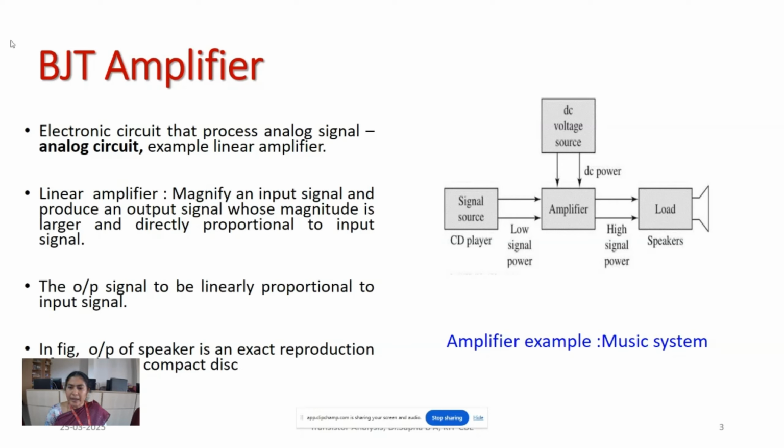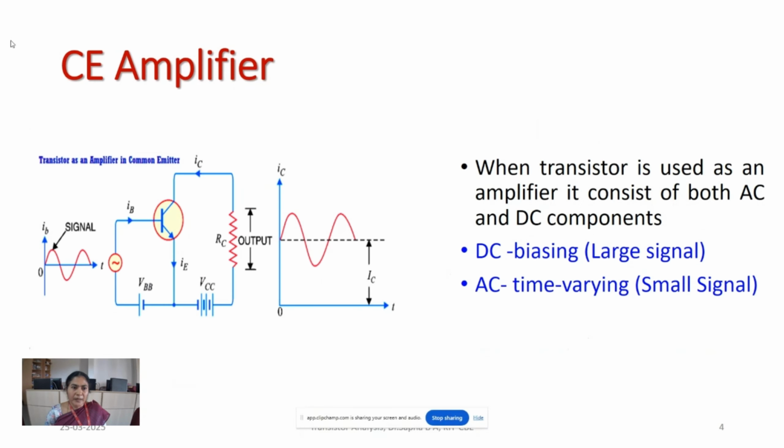So here the main amplifier consists basically of the transistor circuit, which has a biased signal. The most commonly used transistor amplifier is the common emitter configuration. We know that there are different configurations for transistors: common emitter, common base, and common collector. But common emitter is most commonly used for amplifier circuits.